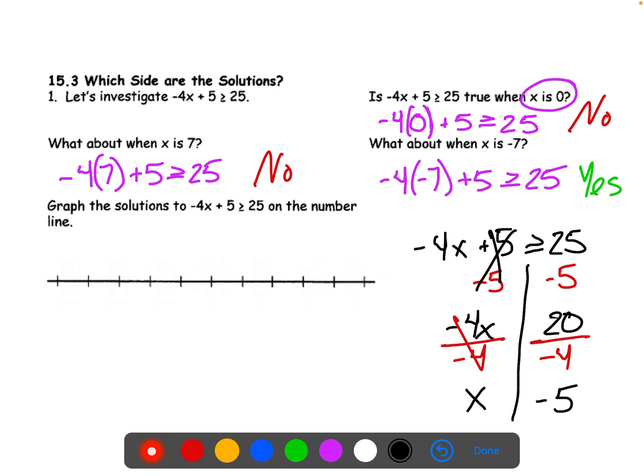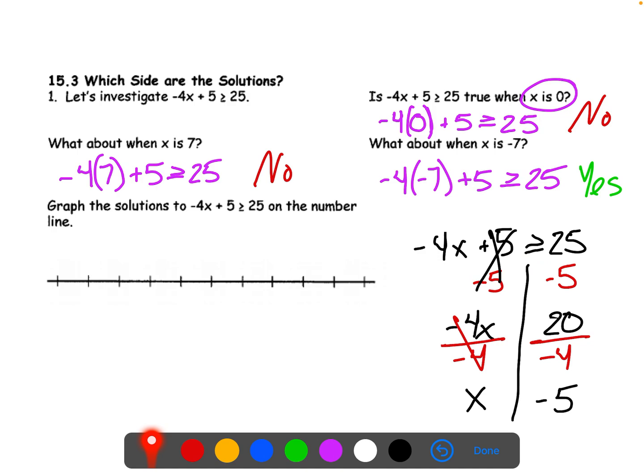Now, here's the important part. I need to decide, should my inequality symbol stay the same or should it reverse direction? There's two ways to determine this. One, we have a rule, and we talked about that rule yesterday. If you forget the rule, you can always try a value for x in your inequality and see if it's true. An easy one to work with would be a number like 0 or 1. Those are just easy numbers to calculate in your head.